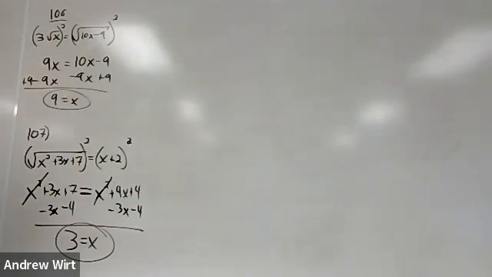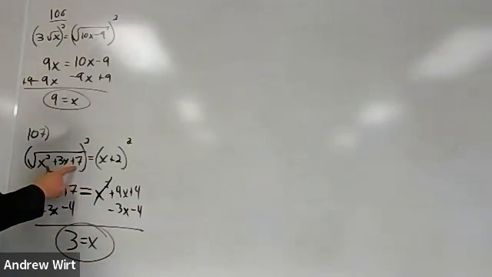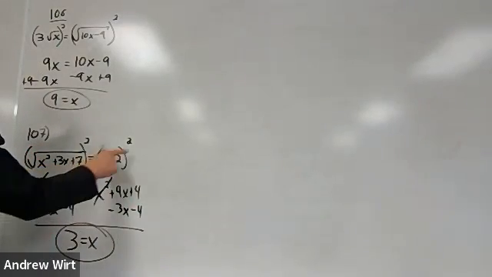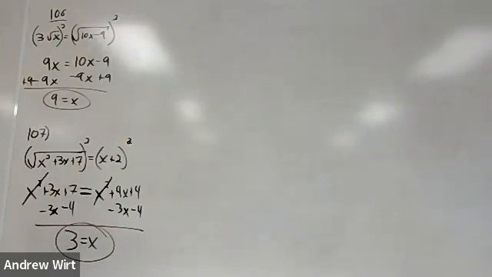All right, let's see if that works. Plug in 3 here. 9 plus 9 is 18, plus 7 is 25. Square root of 25 is 5. 3 plus 2 is 5. So that works. x is 3.